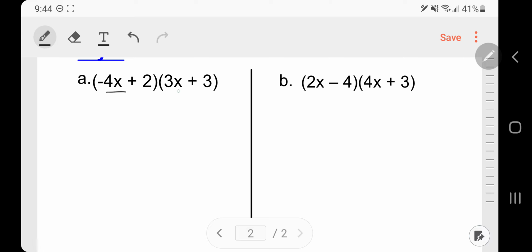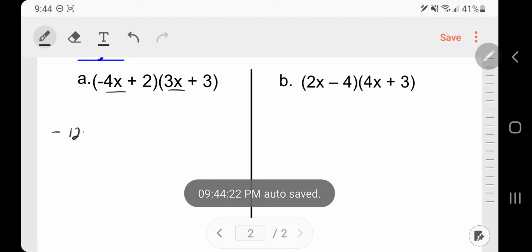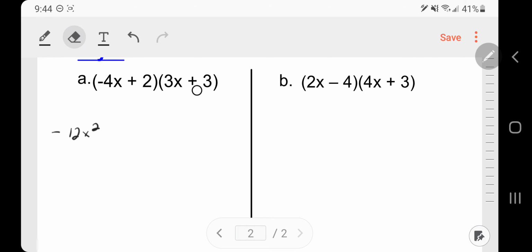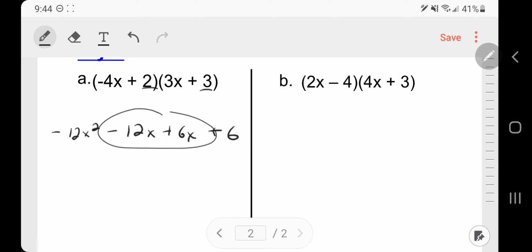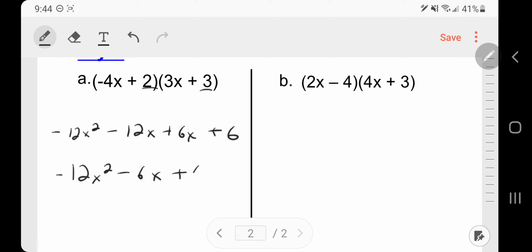Okay, so the first one, first times first, would be -12x squared. Outer, -4 times 3 is -12x. Inner would be 2 times 3x, which is 6x. And last is the last term, 2 times 3, which is 6. Middle terms are your like terms. You can add those together, so we end up with -12x squared minus 6x plus 6.